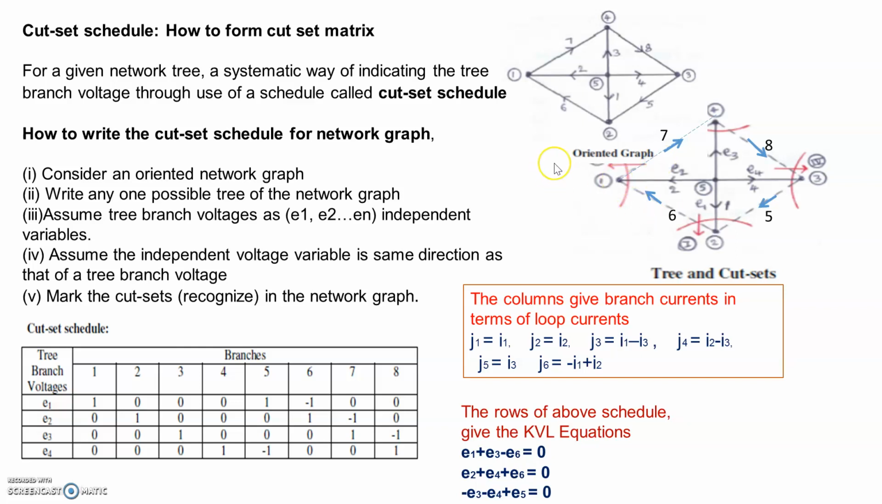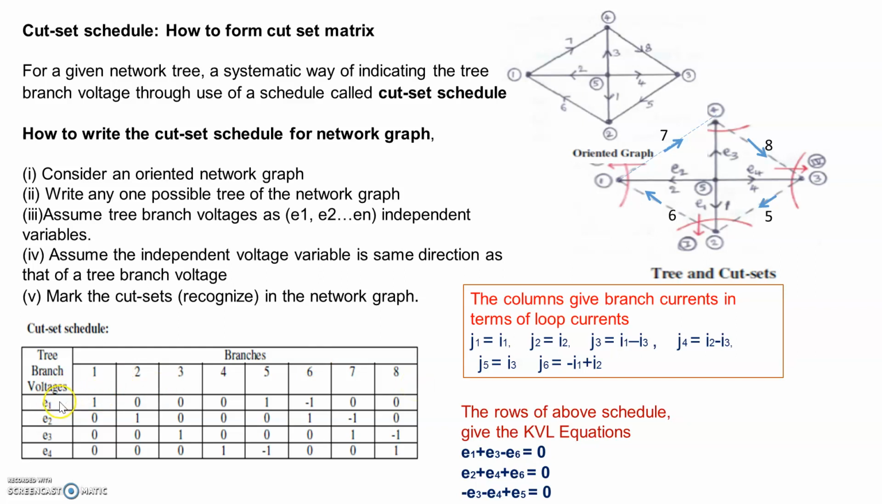So 4 tie sets, so 4 tree branch voltages are selected as E1, E2, E3 and E4, that I am writing over here. So 4 rows are there, and as usual the columns will remain as the branches. So total there are 8 branches, so 8 branches are indicated here. Now coming to how to write these elements.